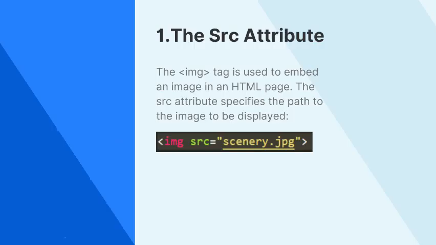Number 2, the src attribute. The image tag is used to embed an image in an HTML page. The src attribute specifies the path to the image to be displayed, like this one. You can see the image tag, and inside that there's the src attribute. The value of the src attribute is a file called scenery.jpg.